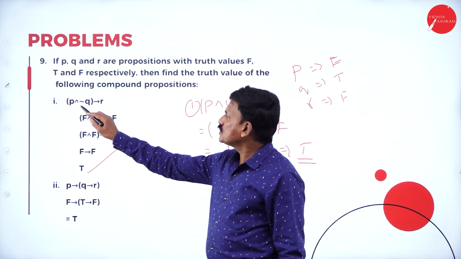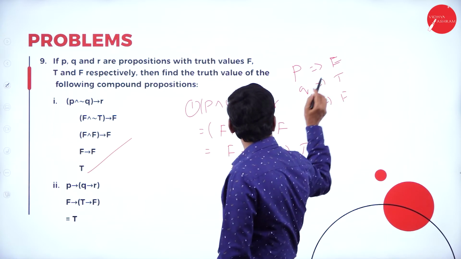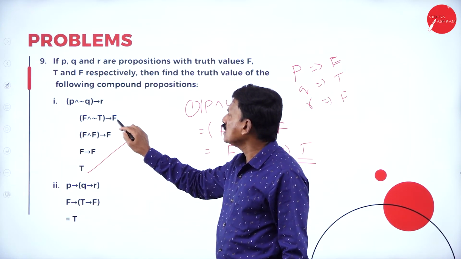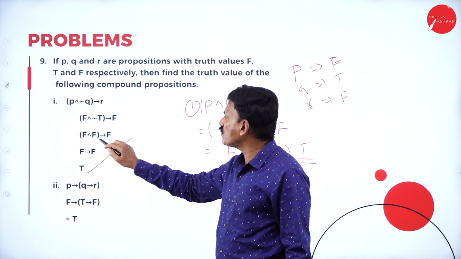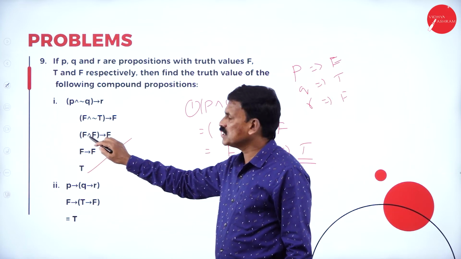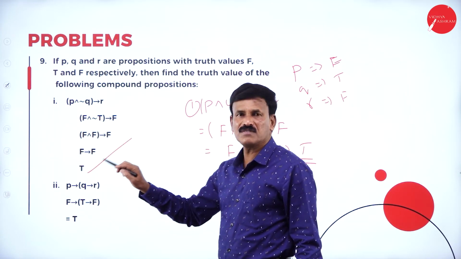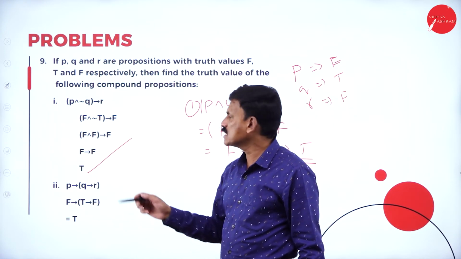See here, P is F, conjunction negation of Q, which is negation of T, conditional to R which is F. F conjunction negation of true, which is false, conditional to F. Conjunction of false and false is false, conditional to R. Conditional of F and F is true, because true and false is false, and in all other cases it is true.